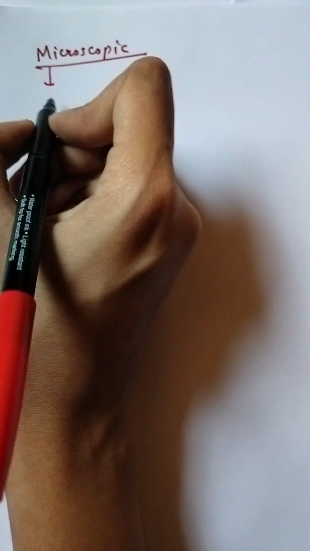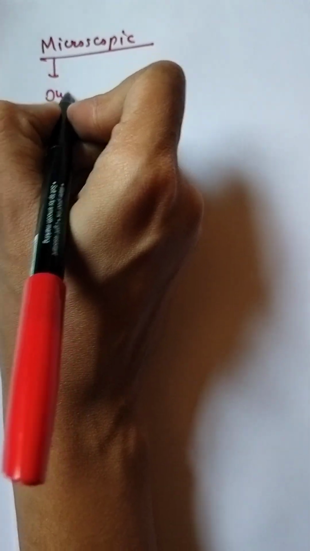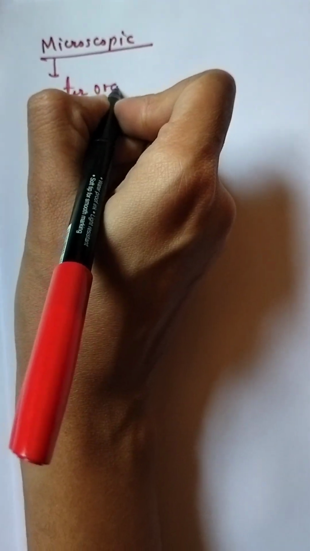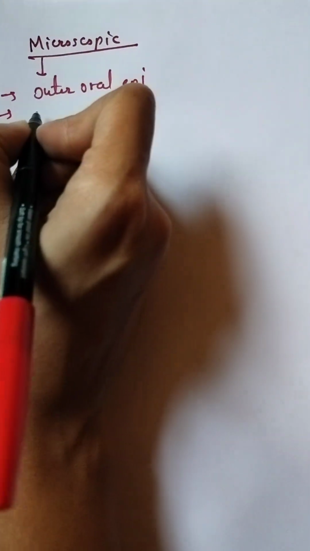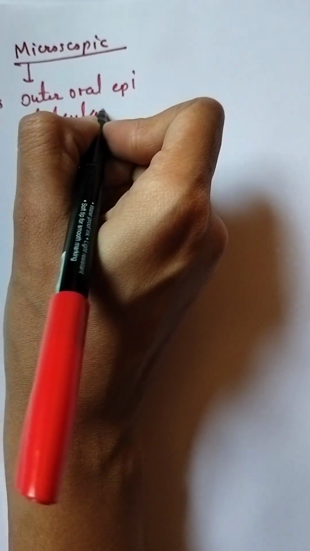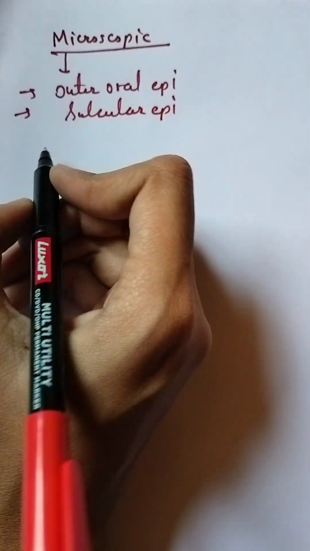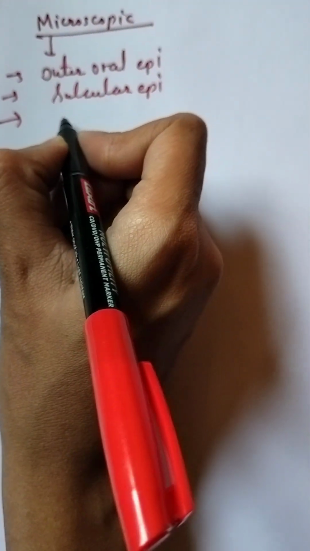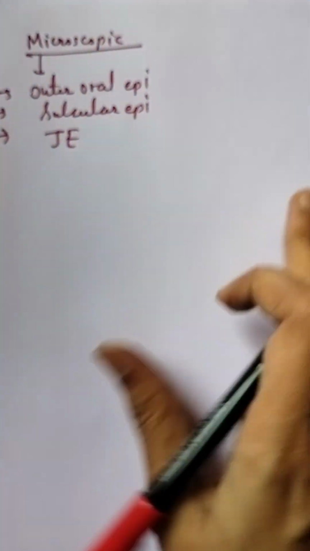Microscopic features of the gingiva. There are three types of epithelium present in the gingiva: first is the oral epithelium, then second is the sulcular epithelium, and third is the junctional epithelium.